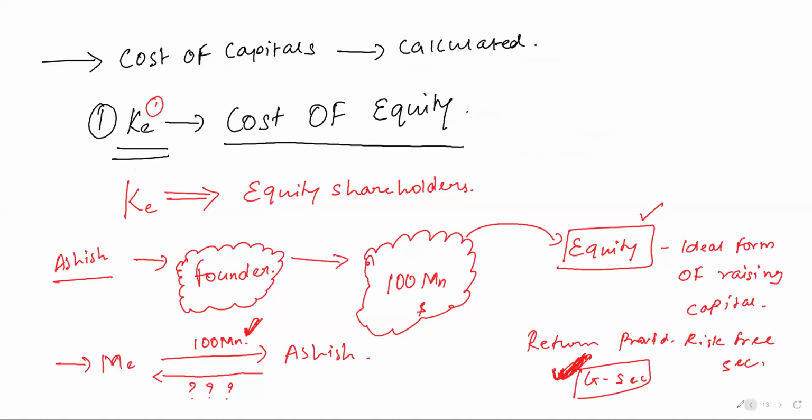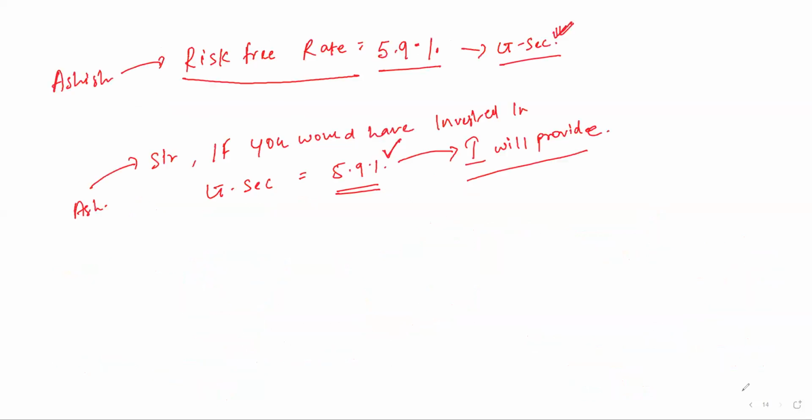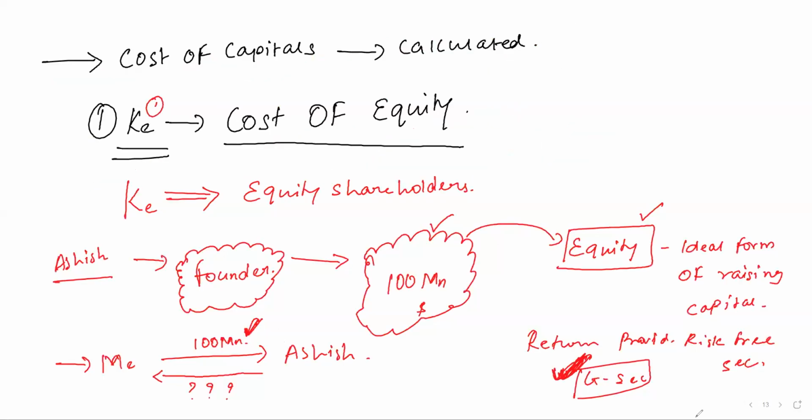Okay. So basically, founder Ashish wanted to raise 100 million fund. I came to Ashish and said that I will provide you with 100 million fund, but what will you give me? Ashish said that if you would have invested this in a risk-free asset class like government securities, you would have got 5.9% return. So I will provide you, sir, with 5.9% return. Feel free to invest 100 million of your funds to me. Okay. I am repeating again what has been discussed. We are discussing cost of equity. No worries, Ritik, I am repeating again. Please pay your kind attention.